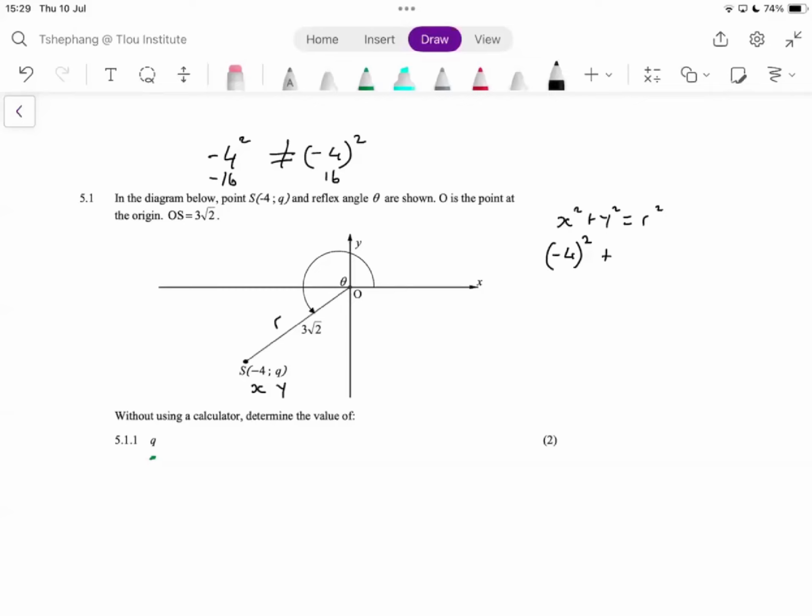y, we know it is q squared. And then r is 3 root 2 squared. 16 plus q squared is equal to what? It's equal to 9 times 2, which is 18. If I'm making a silly mistake, please do correct me. Okay. q squared is equal to 18 minus 16. And then q squared is equal to 2. q is what? Plus or minus square root of 2.